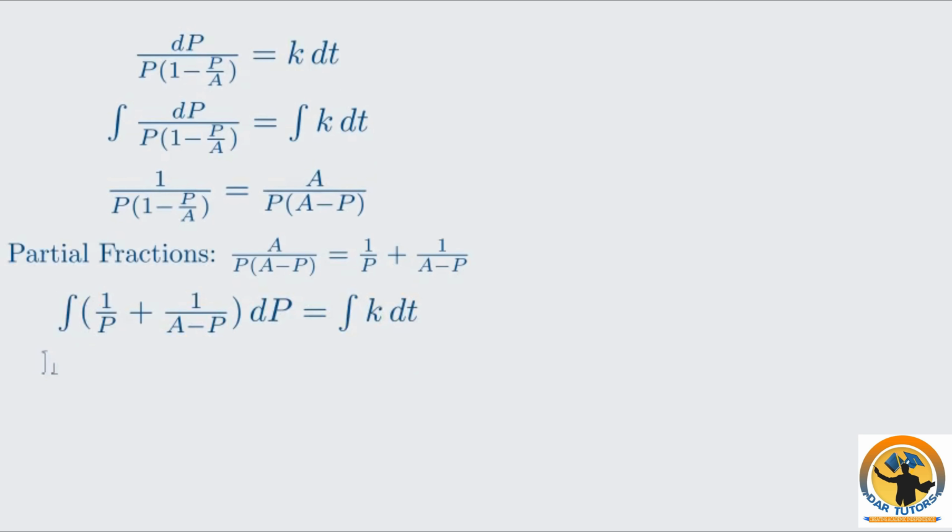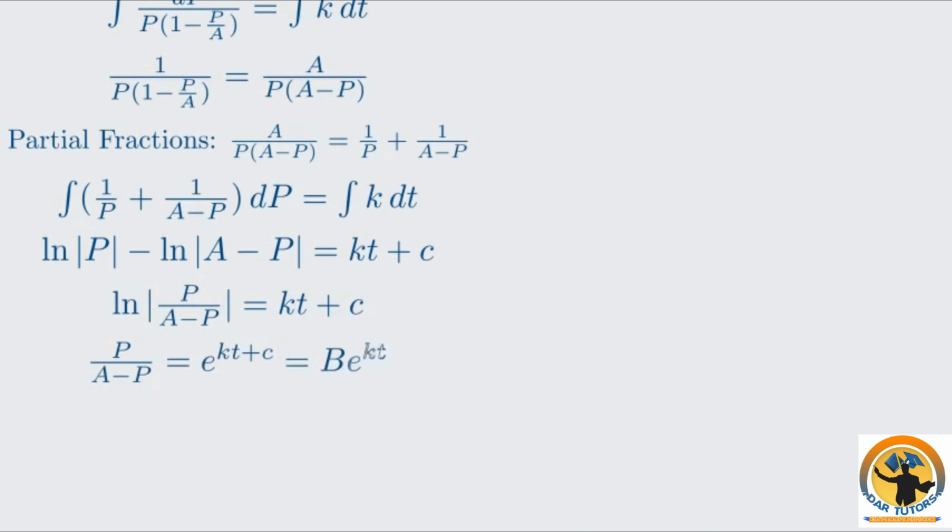Now we can integrate. The integral of 1 over P is ln |P|. The integral of 1 over (A minus P) is negative ln |A minus P|. The integral of K is Kt, so we have ln |P| minus ln |A minus P| equals Kt plus C. Using logarithm properties, this simplifies to ln of P divided by (A minus P) equals Kt plus C.